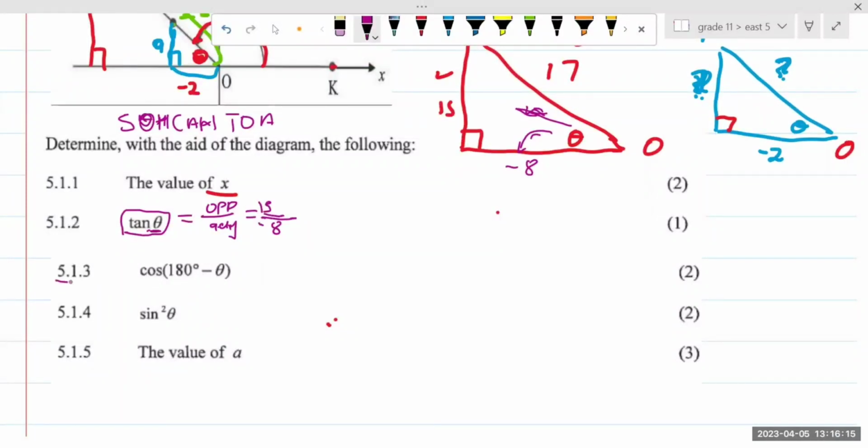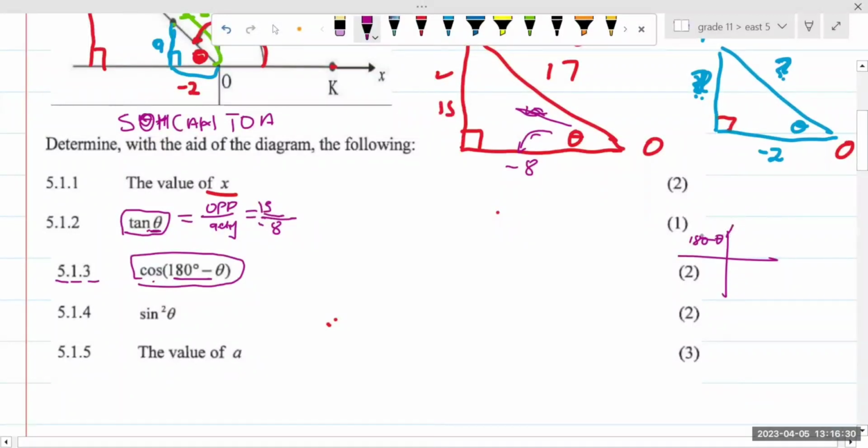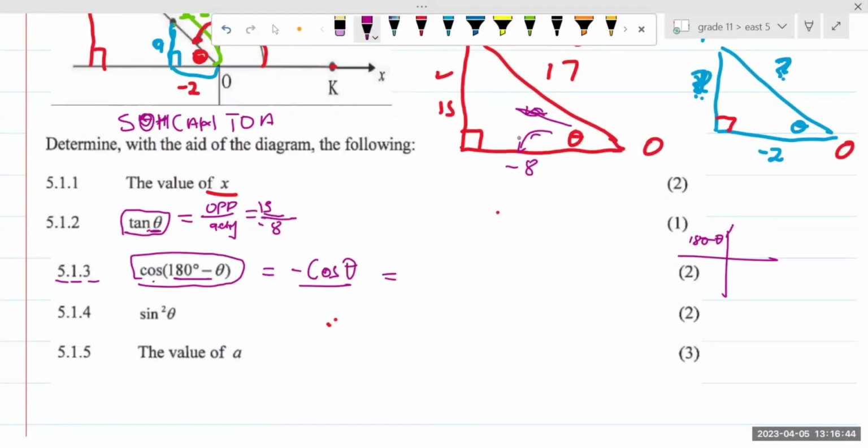Okay, we go to 5.1.3. What is going to be the cos of 180 minus theta? Where do you find 180 minus theta? On which quadrant? Second quadrant. On the second quadrant, we can have 180 degrees minus theta. And then is cos positive or negative on the second quadrant? It's negative. So we're going to have minus the cos of theta. So we're looking for minus cos of theta. What is going to be minus cos of theta? So we have minus outside. How do you define cos?